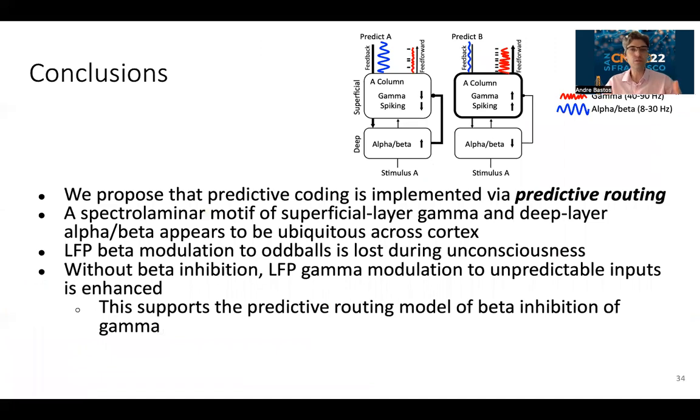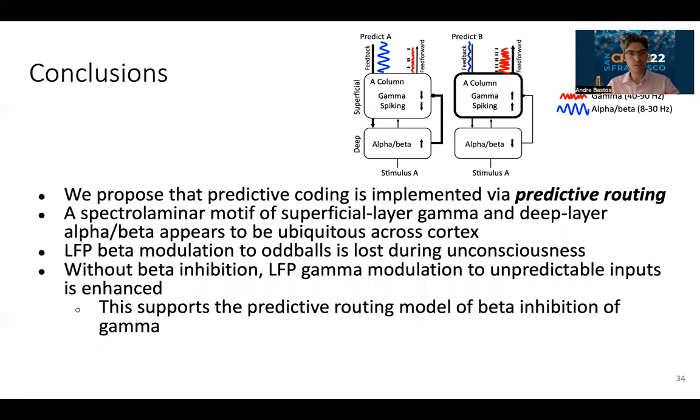And so now to conclude overall the talk, we propose that predictive coding is implemented via predictive routing. And predictive routing says that you prepare the cortex through alpha beta inhibition. And then when that prepared cortex actually gets its stimulus, then it doesn't evoke very much processing. But in the absence of that preparation, in the absence of that beta inhibition, you have enhanced feed-forward gamma and you have enhanced spiking.